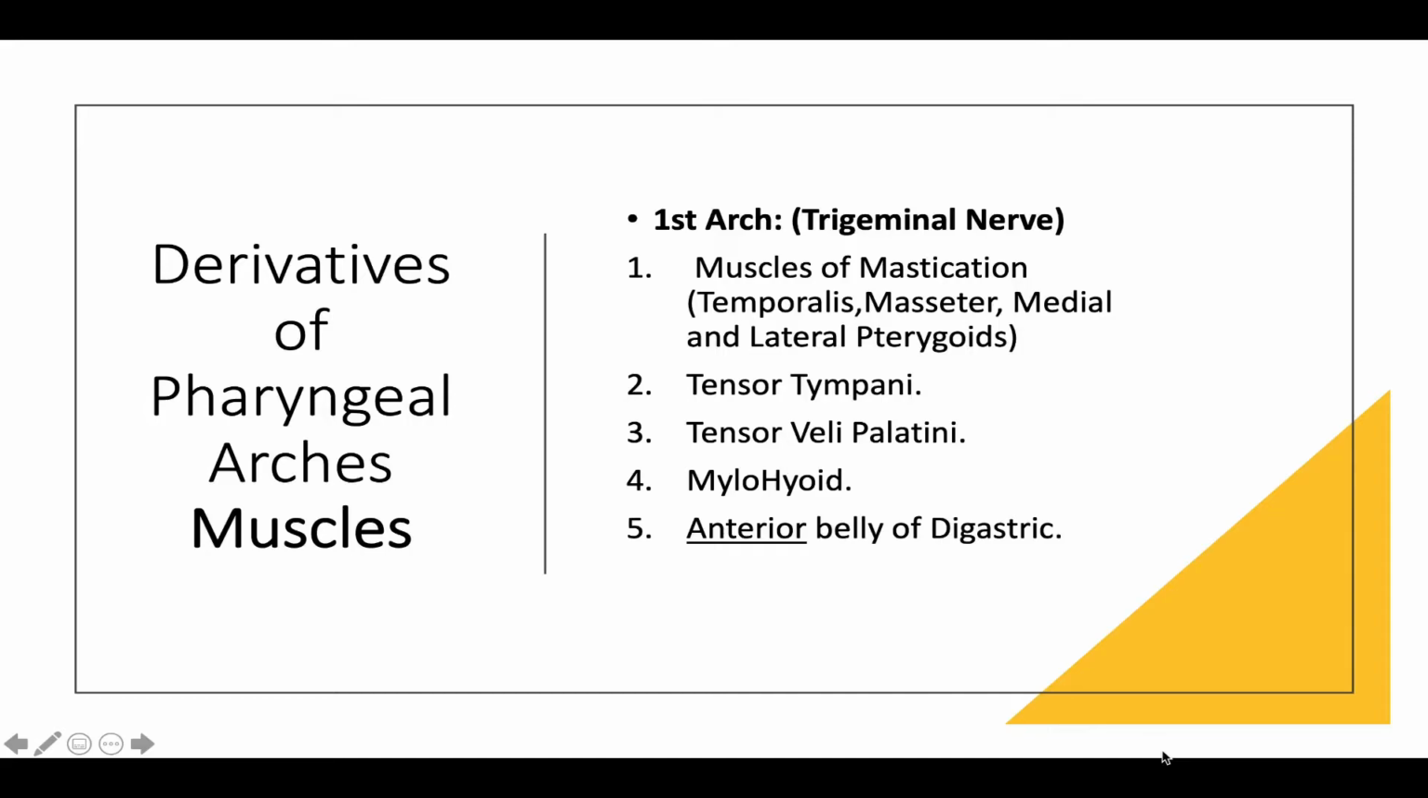Coming to the muscles, the first arch, which is, as we said before, the trigeminal nerve, specifically V2 and V3. You have five types of muscles, let's say. Muscles of mastication, which are the temporalis, masseter, and medial and lateral pterygoids. Secondly, tensor tympani. Thirdly, tensor veli palatini, then mylohyoid, and then the anterior belly of the digastric.